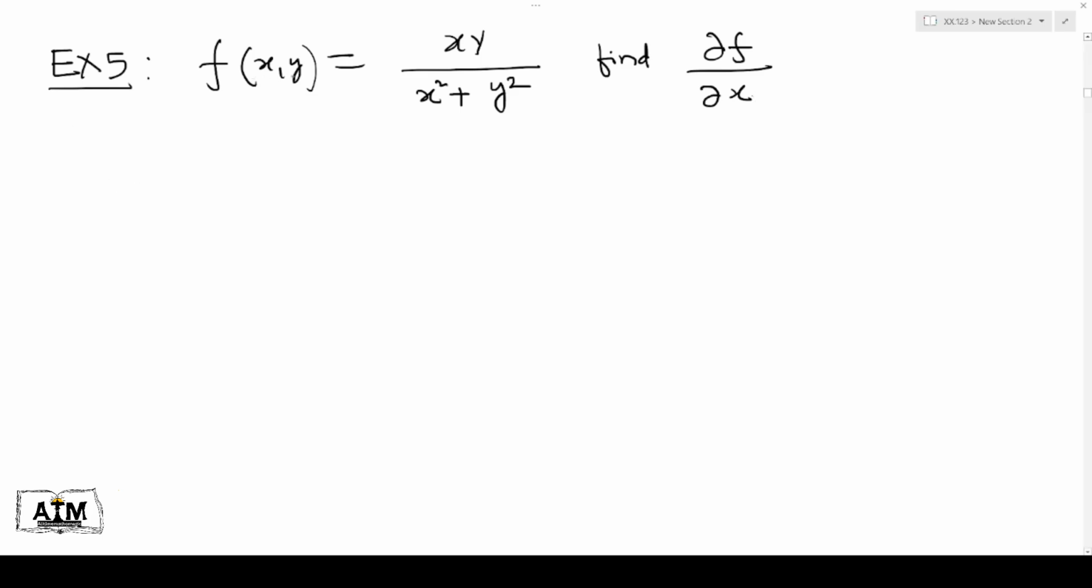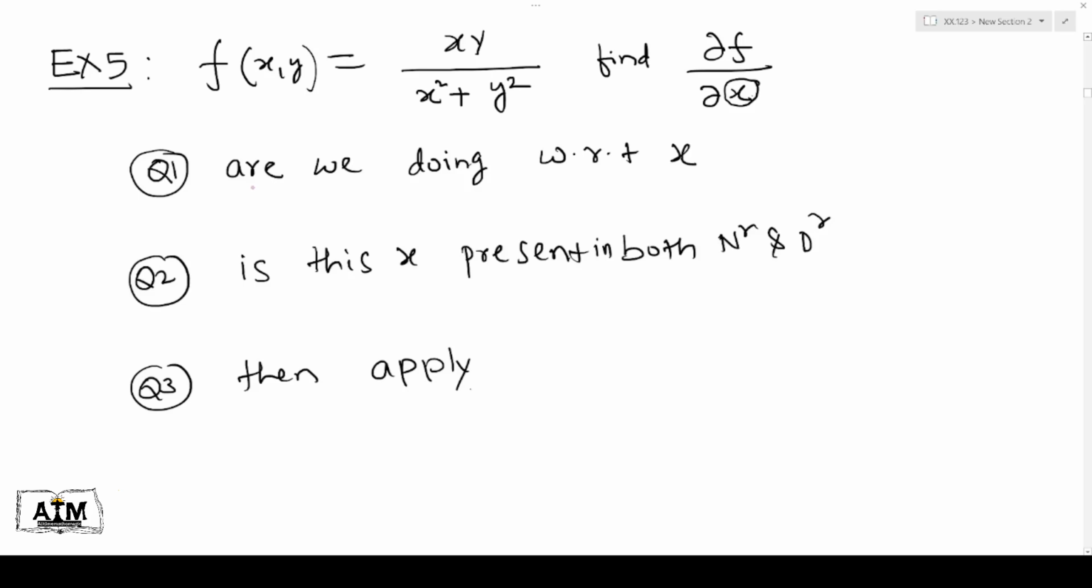Example 5. If f of x, y equals xy upon x square plus y square, find dou f by dou x. Whenever such question forms are given to us, you have to pay attention. We have to find with respect to x, that is the first question. Second observation: is this x variable present in both numerator and denominator? So yes, the answer is yes.